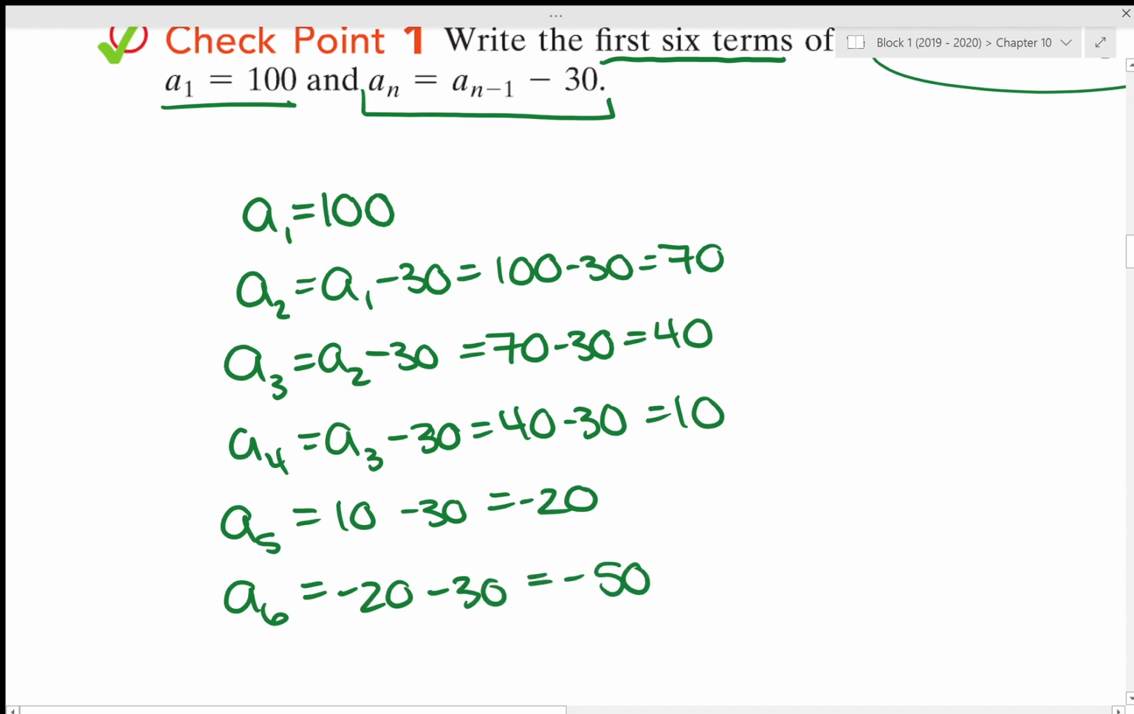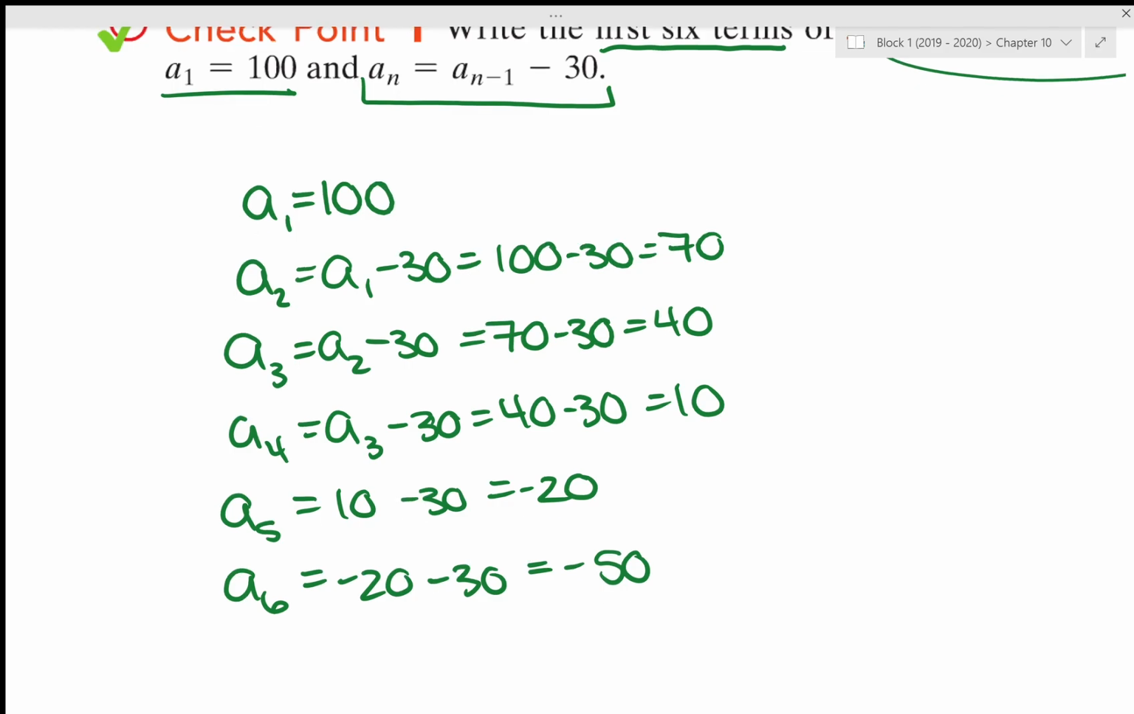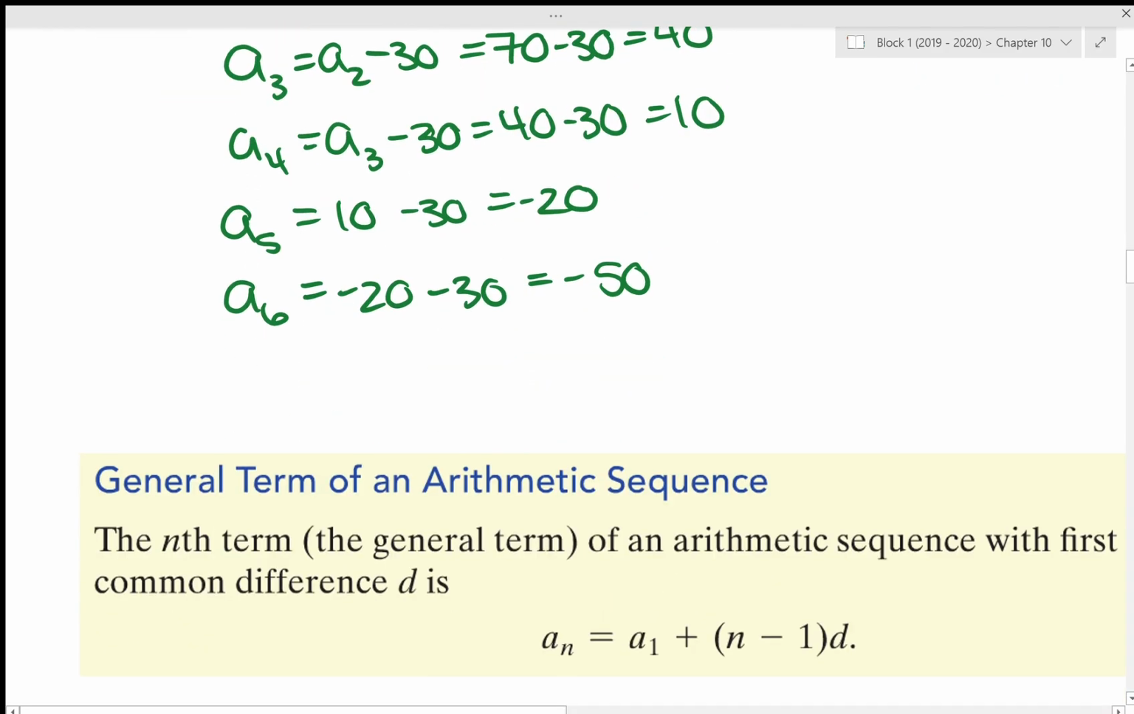So pretty straightforward. It's a lot of what we did in the first lesson, but now it's a special type of pattern. It's just adding or just subtracting. It's not like we're mixing multiplying and subtracting or division and addition, stuff like that.